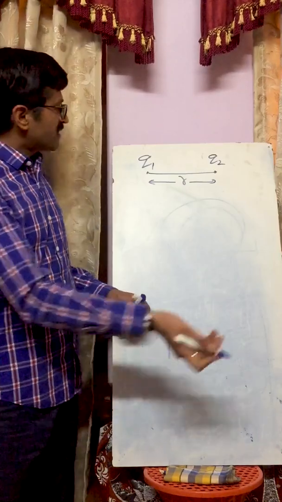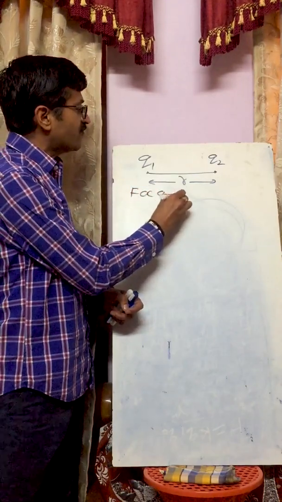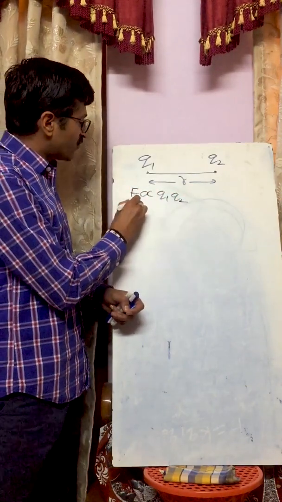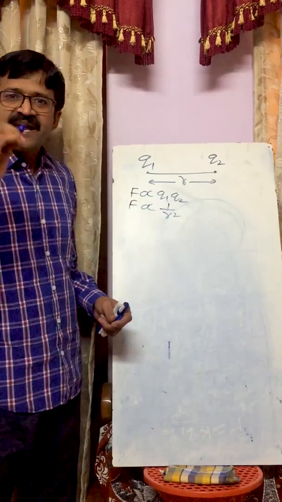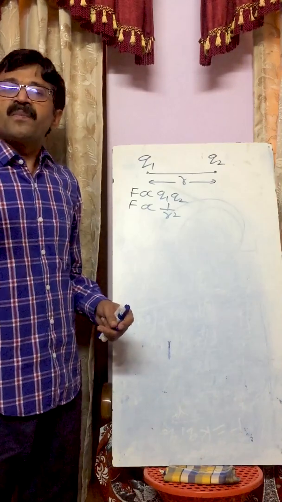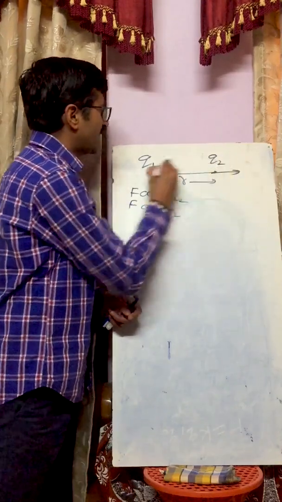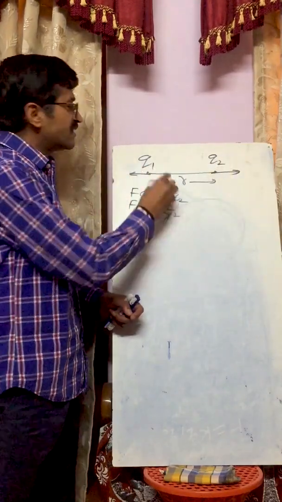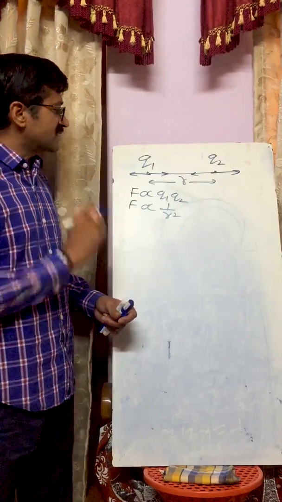He told that the force between two charges is directly proportional to the product of the charges. He told that force is inversely proportional to the square of the distance between the charges. He told that force depends upon the medium present, and it will always act along the line joining them. Along the line joining means either outward or inward. It depends upon these things.